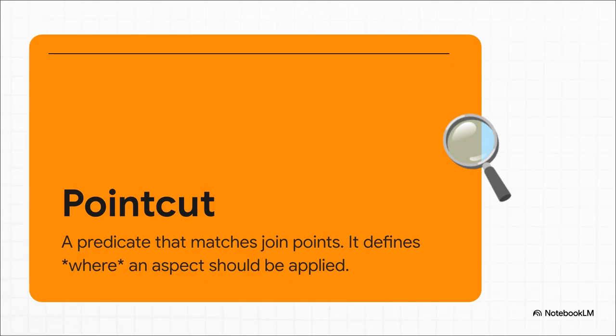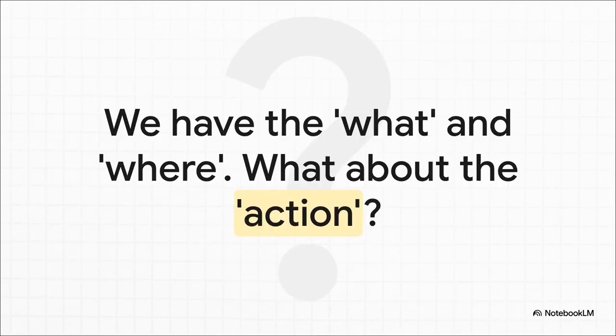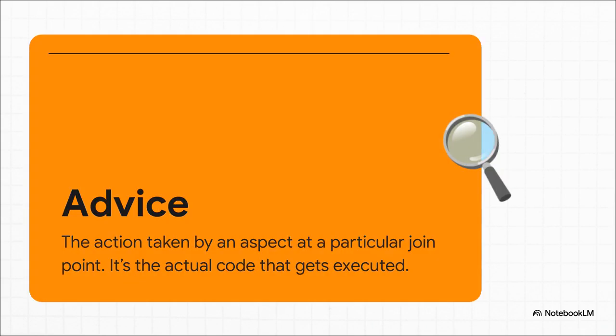Well, that's where the pointcut comes in. The pointcut is the where. It's an expression, a rule, that zeroes in on the exact methods you want to target. All right, so let's recap. We have the what, that's our aspect, holding the logic, and we have the where, that's our pointcut, selecting the methods. But what about the actual action? What's the code that's going to run? And that, my friends, brings us to the star of our show today, advice.